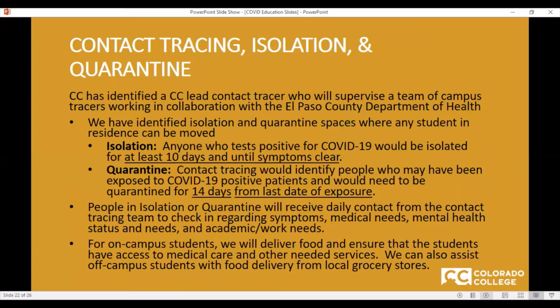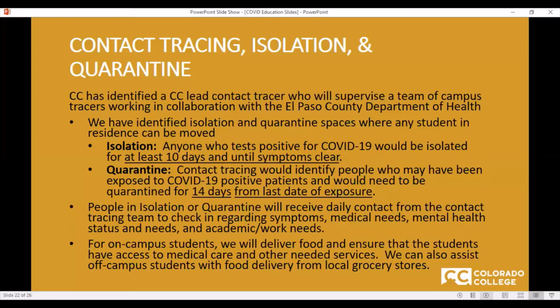Anyone who tests positive for COVID-19 would be isolated for at least 10 days and until symptoms clear. And contact tracing would identify people who may have been exposed to COVID-19 positive patients and would need to be quarantined for 14 days from last date of exposure. We've identified isolation and quarantine spaces where any student in residence can be moved.